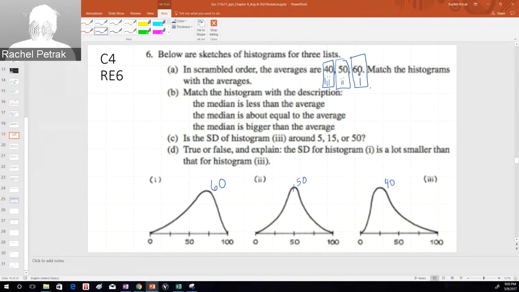Match the histogram with the description. The median is less than the average. Well, we've been practicing this all night. When is the median less than the average? Well, when the average is more than the median. The average is always pulled in the direction of the tail. So the median is less than the average when we have a positive skew, like we do here.